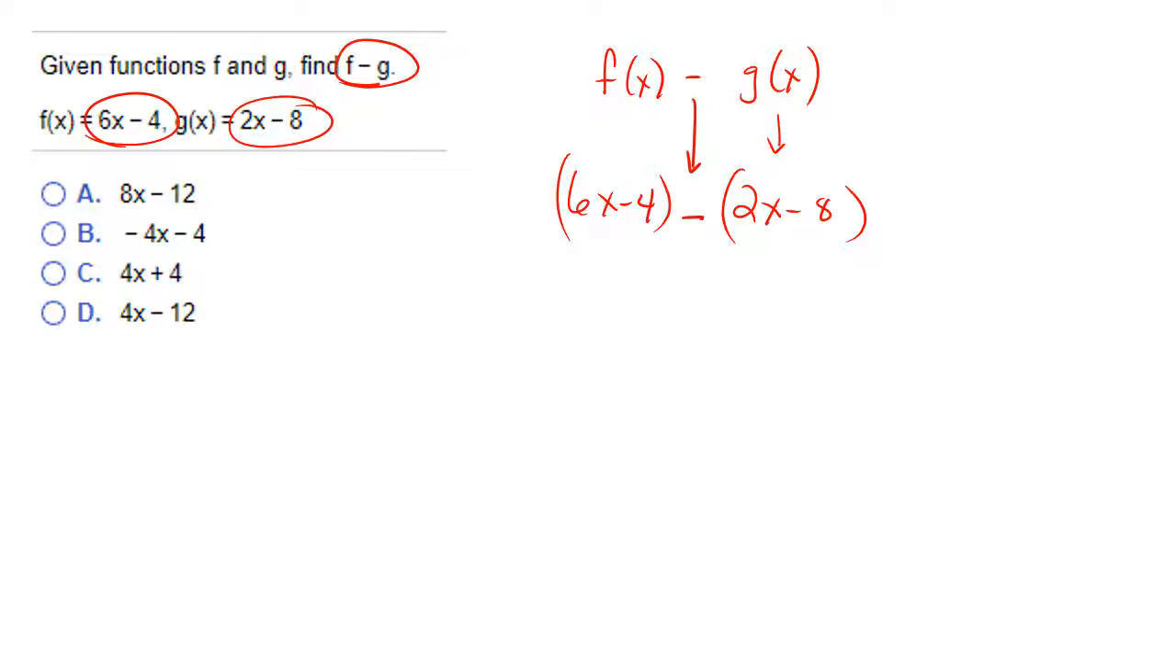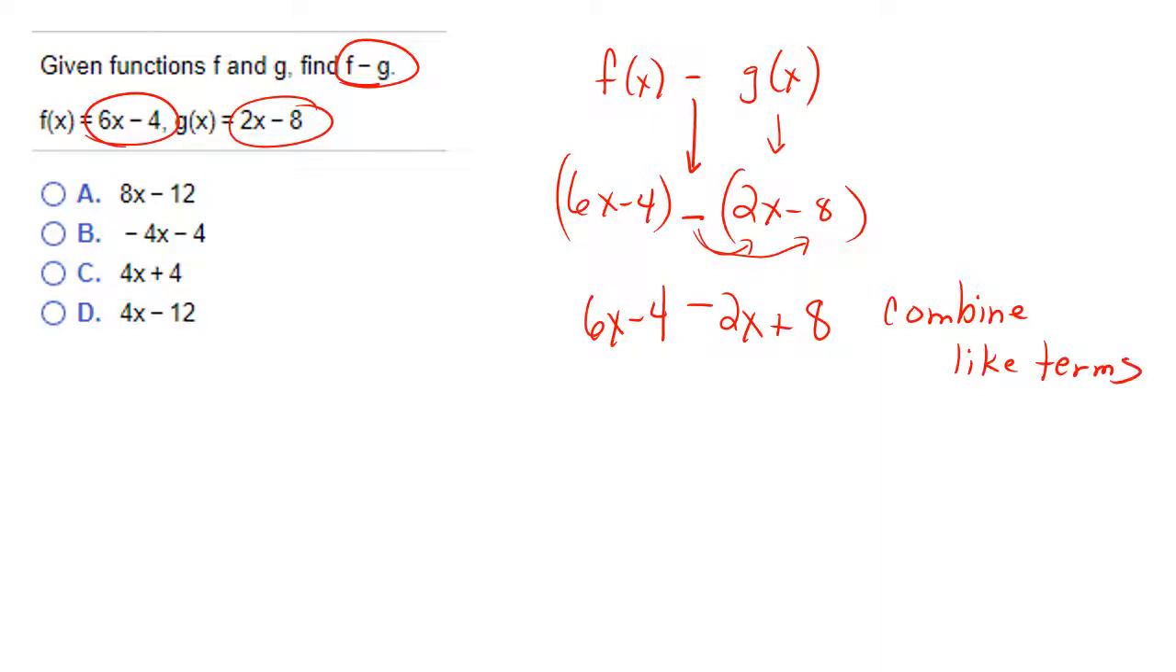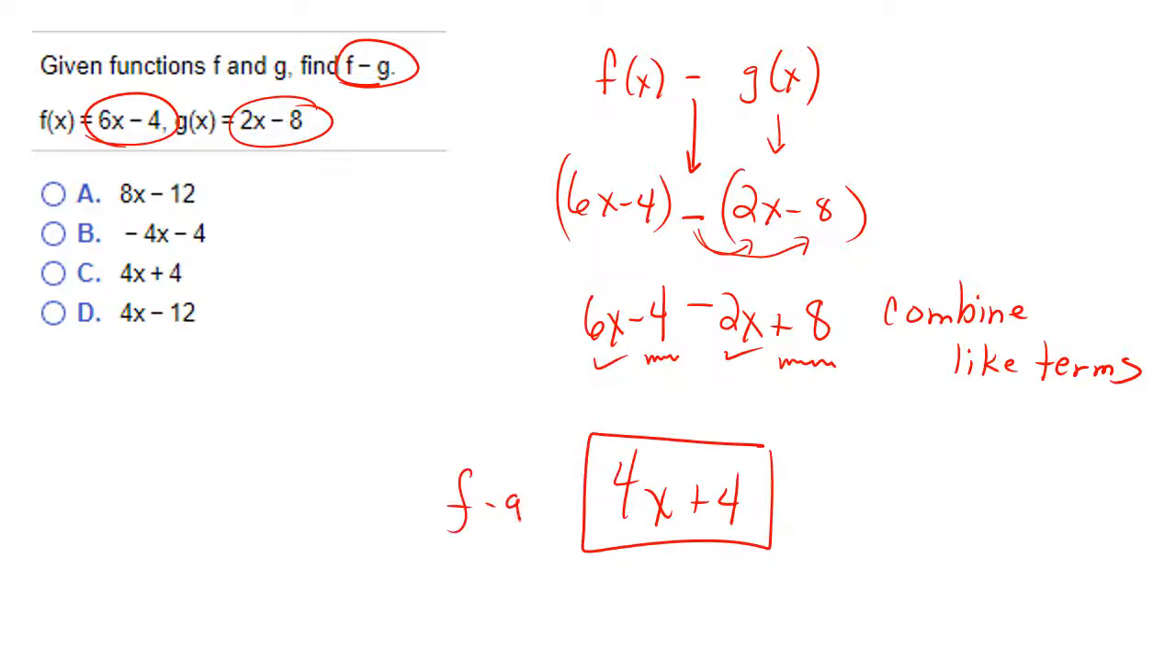When you subtract, this subtraction sign will distribute to the terms behind it. So that's a negative 2x and a positive 8. The 6x minus 4 just comes straight down. Now that you have distributed the negative, you will combine like terms. So 6x minus 2x would be 4x, and then negative 4 and positive 8 would be positive 4. This would be your solution. f minus g is equal to 4x plus 4. Answer choice C.